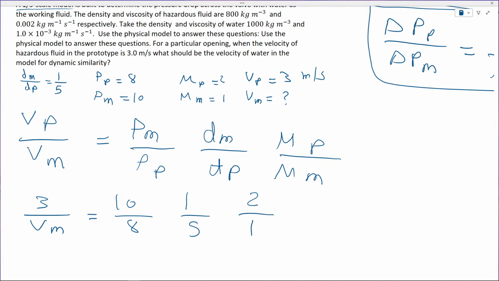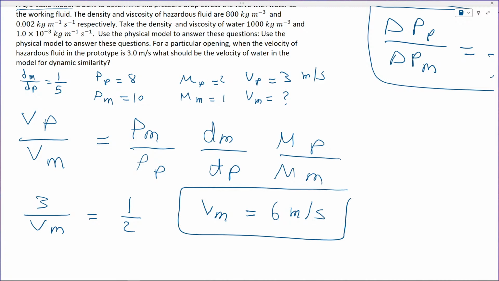So if we do this, we can remove this term and put 2 here. Do you agree? We can remove this and put 4 here. And then we can remove these two terms and put 1 over 2 here. So this means that Vm is equal to 6 meters per second. That's what this is.